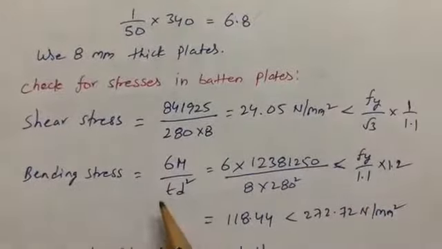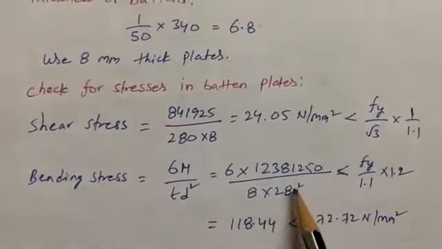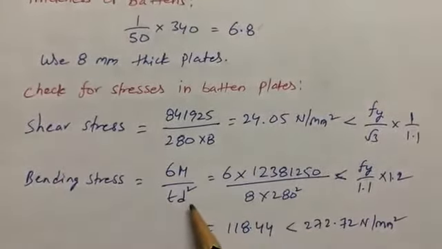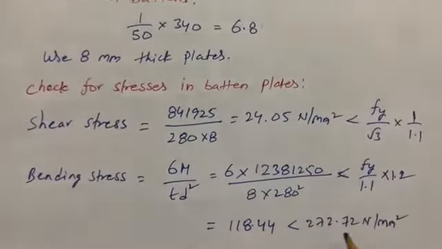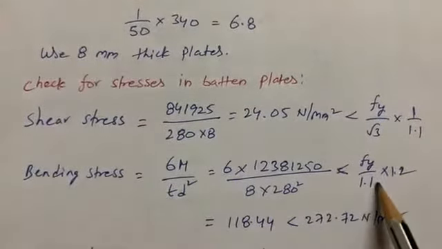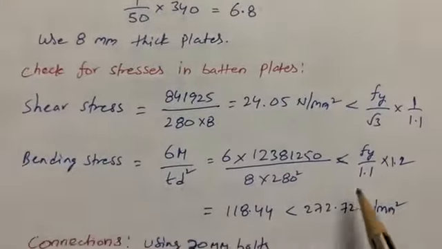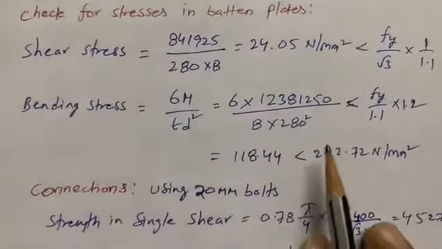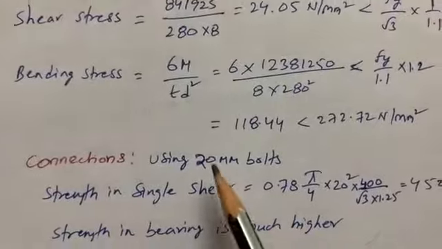So m by T into D square. T is thickness and D is the depth of the plate. So 280 square, which is less than 272.72, this value. Hence it is okay. After that, we need to connect those batten plates by using bolting.